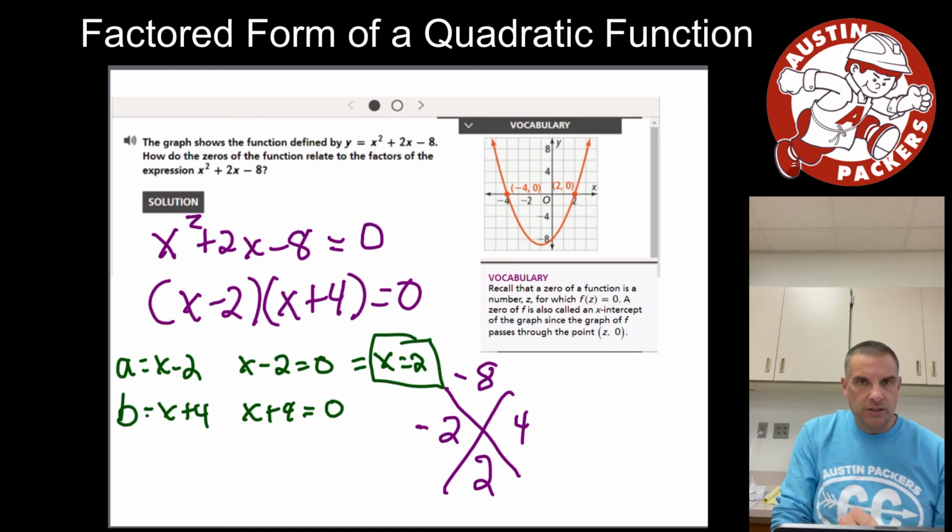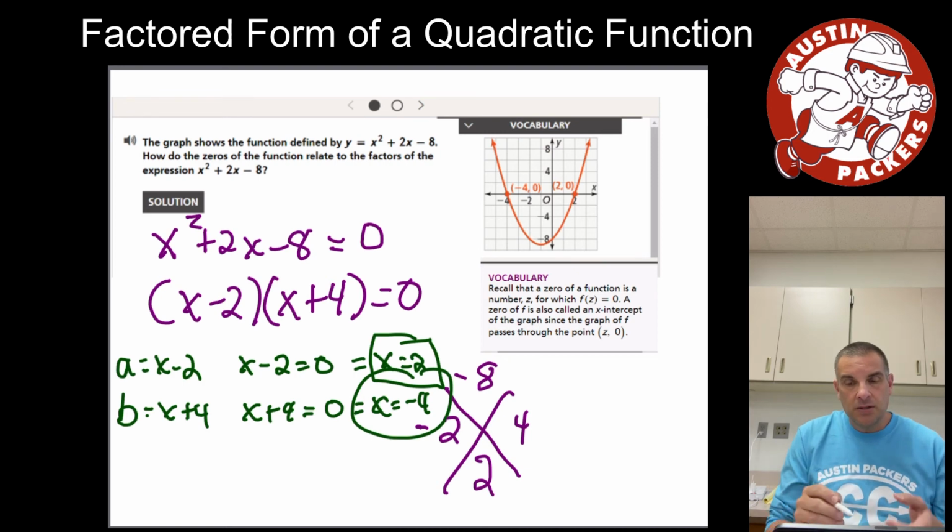2 minus 2 is 0. 2 plus 4 is 6. 0 times 6 is 0, so it works. In this case, b is -4. -4 plus 4 is 0. -6 is -6. So my zeros, you'll notice, are x equals 2 and x equals -4.